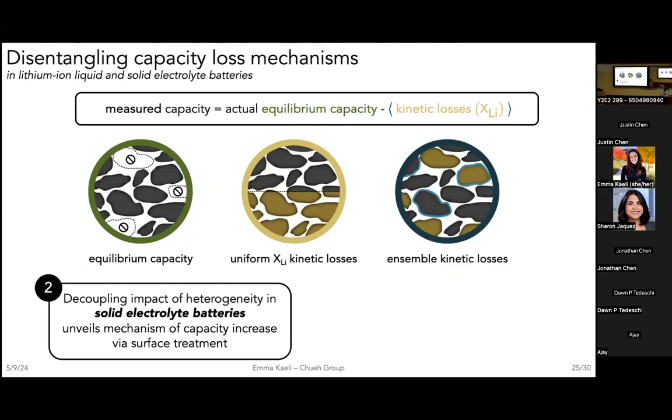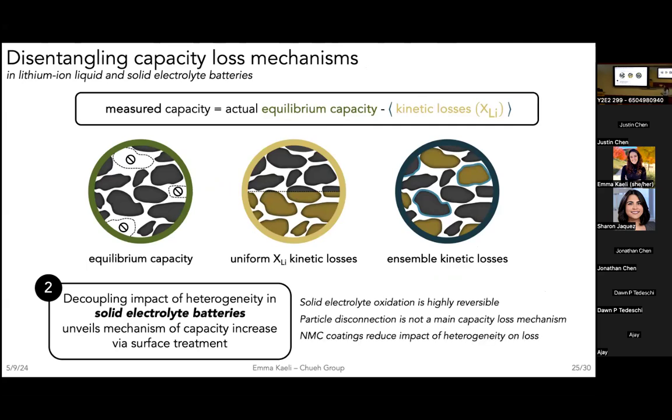So in summary, by going through this slow, methodical stepping through each of these capacity loss mechanisms, I've been able to show that, instead of what we thought before, solid electrolyte oxidation is highly reversible if we wait long enough. And particle disconnection is actually not a main capacity loss mechanism as was previously thought. And then finally, NMC coatings actually reduce the impact of heterogeneity on some of our capacity loss mechanisms, which is one of the more exciting ones.